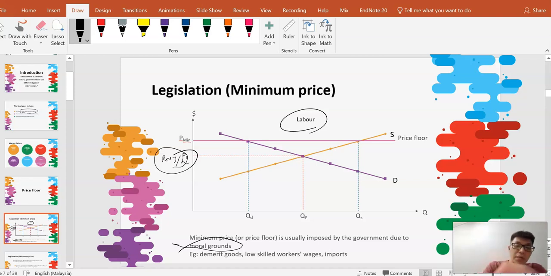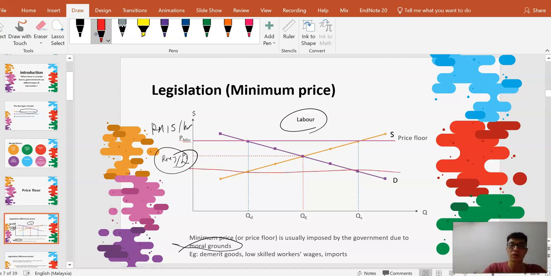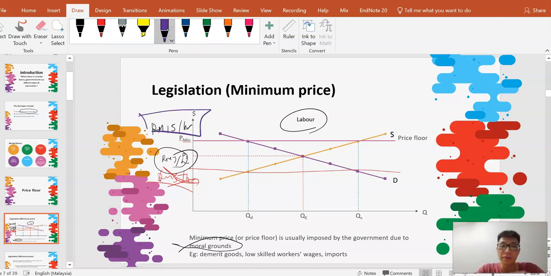So maybe they would like to impose 15 ringgit per hour. So now we can see why the price floor should be above, not below. If the price floor is below, it is known as non-binding, like 5 ringgit per hour. Nobody cares, right? The labor still wants 7 ringgit per hour. The producers are also willing to buy the labor. Remember, it's a demand for the labor at 7 ringgit per hour. So this is non-binding. This is useless. So a minimum price or price floor has to be above, like 15 ringgit per hour.